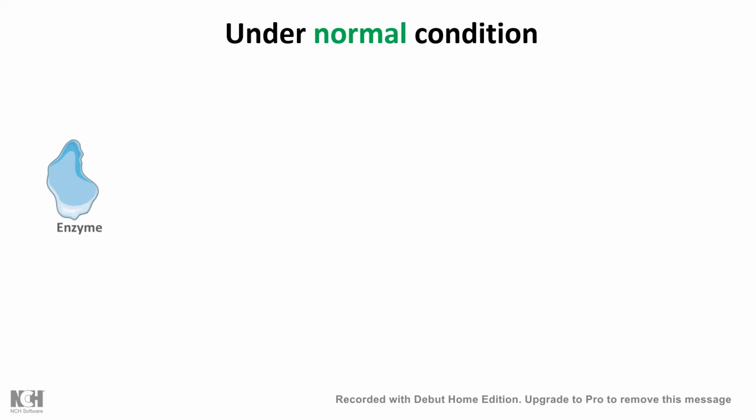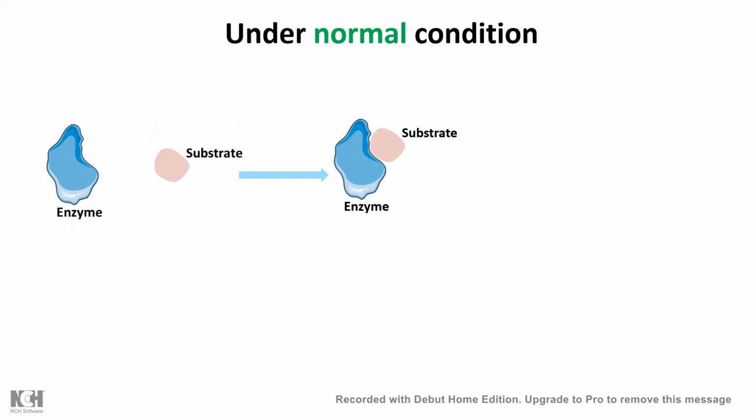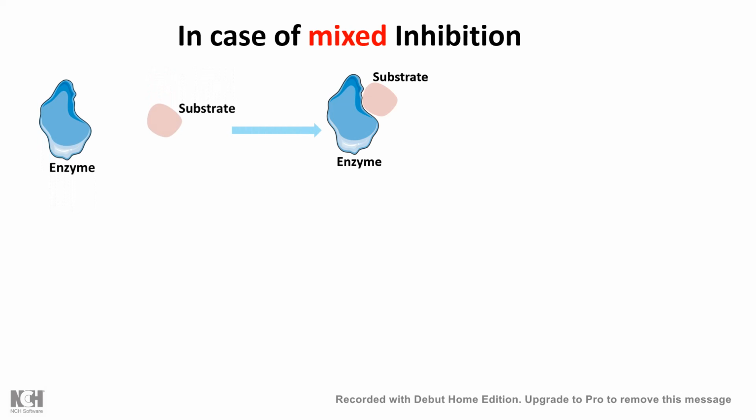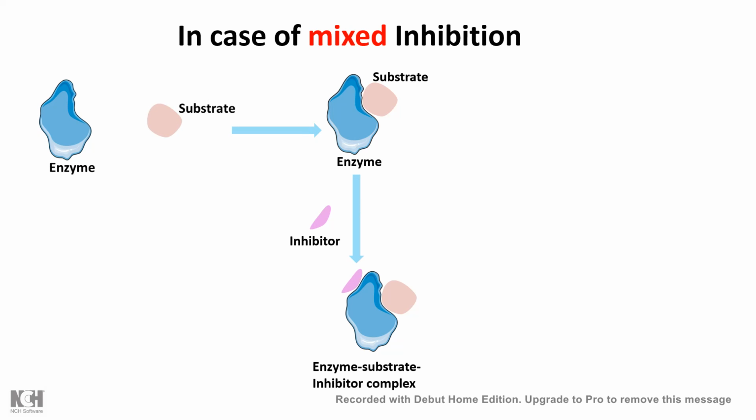Under normal conditions we know the enzyme interacts with the substrate, forms a transient enzyme-substrate complex, which ultimately gives rise to enzyme and product, and the enzyme remains unchanged. But under a condition of mixed inhibition, the enzyme and substrate form the enzyme-substrate complex, but the inhibitor can either bind to the enzyme-substrate complex or it might bind to the enzyme, competing with the substrate as well. And as a net result, product formation does not take place.